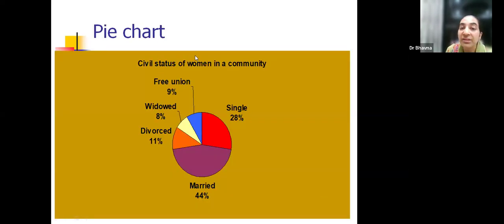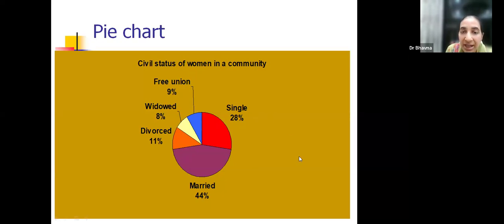See, what is the civil status of women in a community? You just do a thorough survey of a particular area, say maybe Mira Sahib, okay, or Bishna, any area. And you collect all the raw data, and among the women that have been studied, you convert that into percentages, and you see that 44% of the women were married, 28% were single, 11% were divorced, 8% were widowed, and 9% were in free union, okay? Live-in or something like that, okay? So this is the civil status of women in a community.